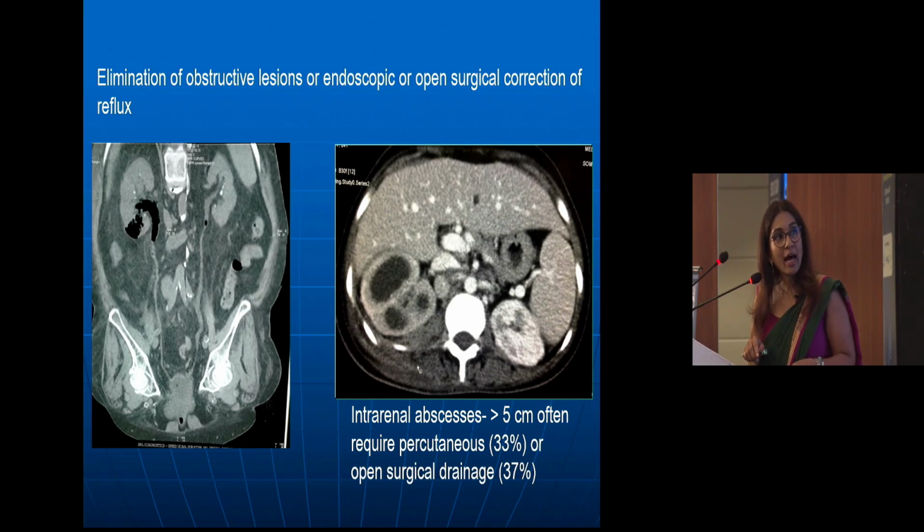When we talk about abscesses, intrarenal abscesses more than 5 centimeters in size definitely require percutaneous or open surgical drainage. Whenever there is an abscess, it has to be surgically controlled. Source control is very important for the cure of the infection.